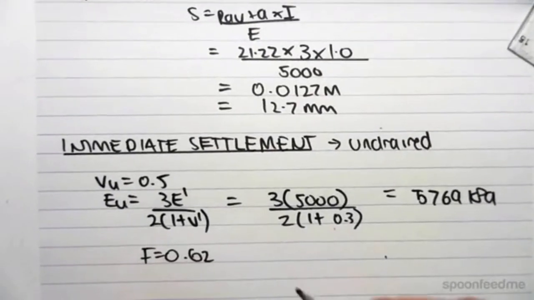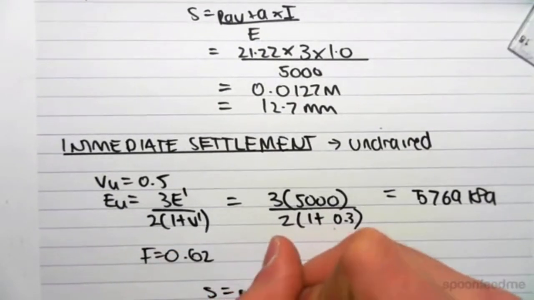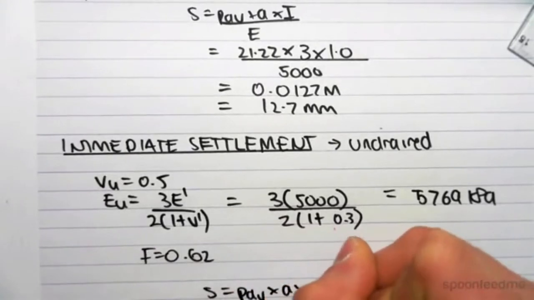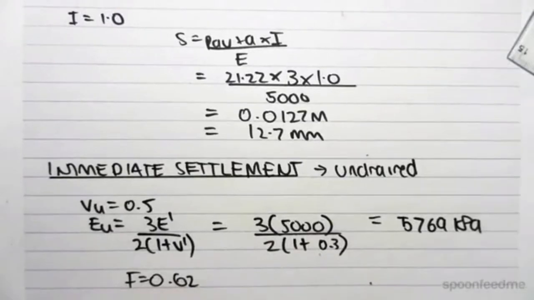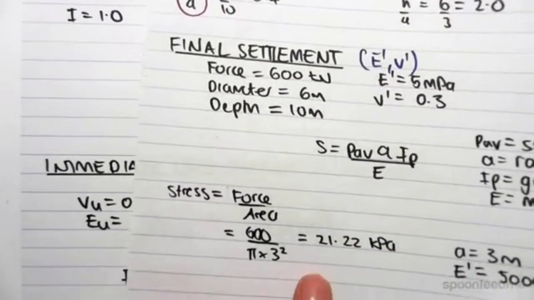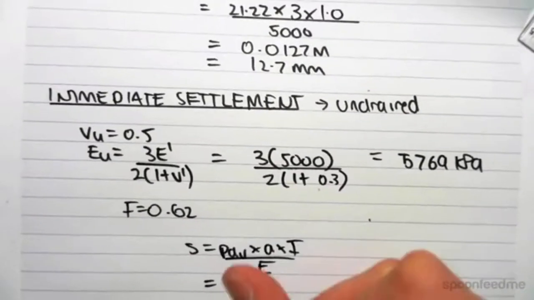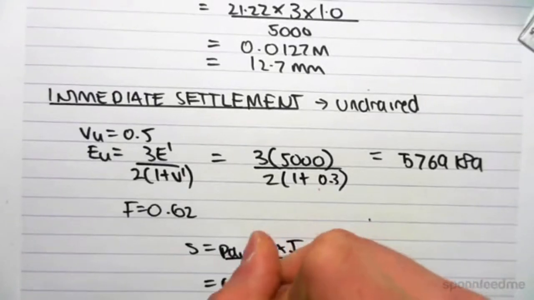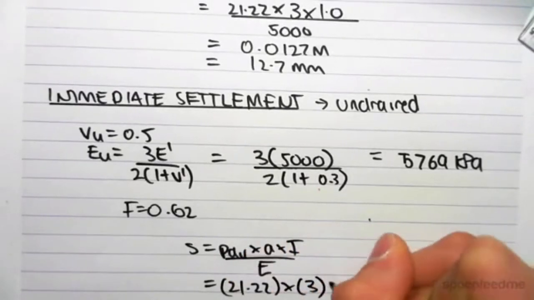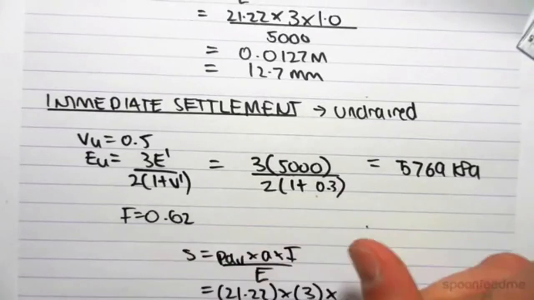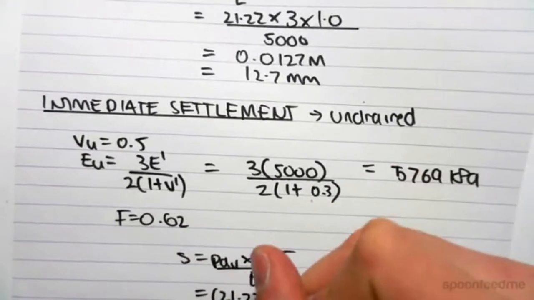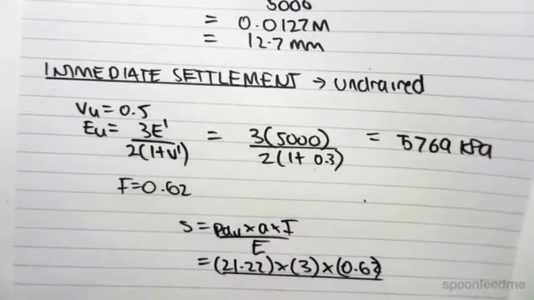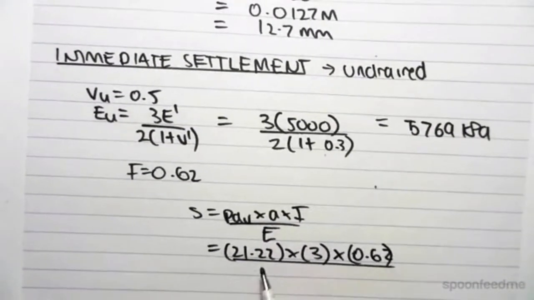So I equals 0.62. We know that settlement equals PAV by A by I on E. So the average pressure is still not changing. It's the exact same case. So it's 21.22 kPa times by the radius, which still is not changing. But the I value we found is now different. That's 0.62. And this is all divided by E. And this is now the E of the undrained because we're doing initial settlement, immediate settlement.